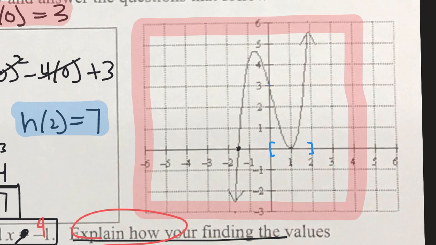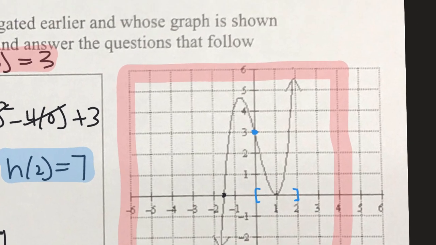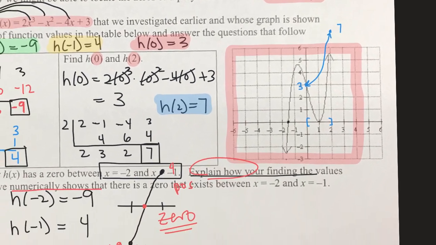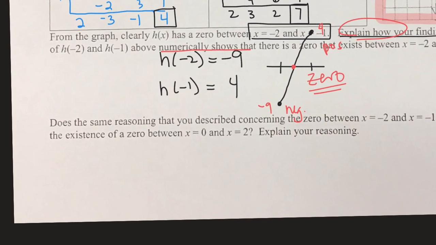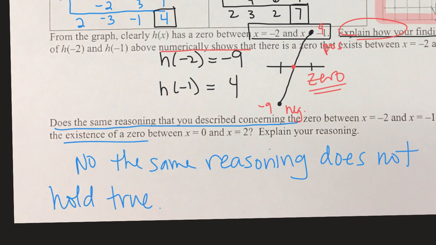Okay, so we had a y value of 3, and then we had a y value of 7. Okay, so does that same reasoning apply? Does there have to be a 0 between 3 and 7? Right, what if the graph went like this? Does it have to cross the x-axis between a y value of 3 and a y value of 7? Okay, and hopefully you're saying, no, that's ridiculous, because of course not, right? Does the same reasoning hold true? Of course it does not. No, the same reasoning does not hold true.